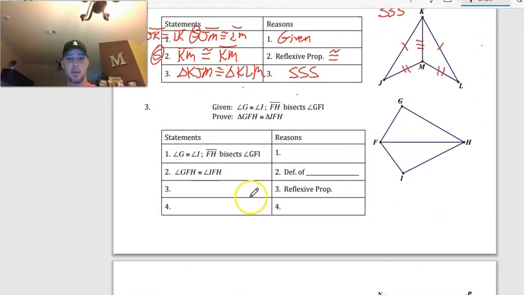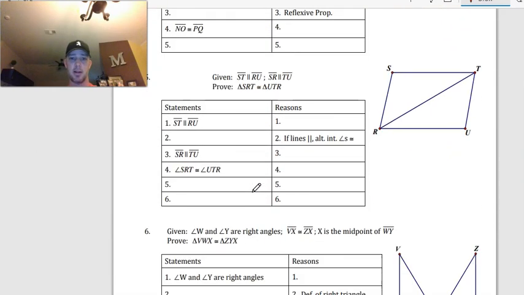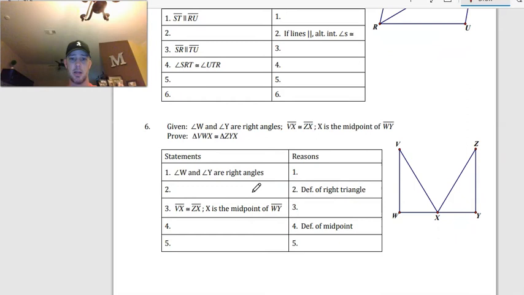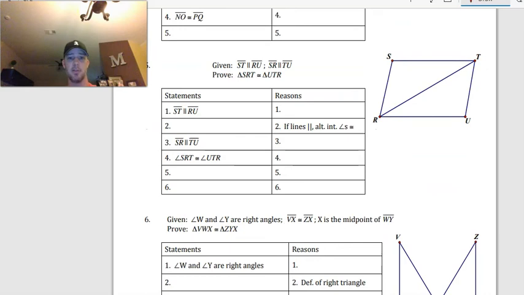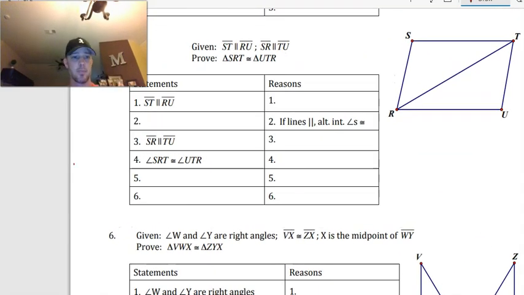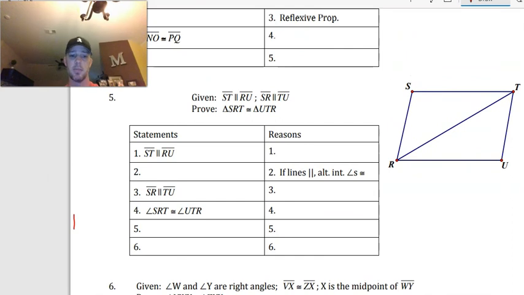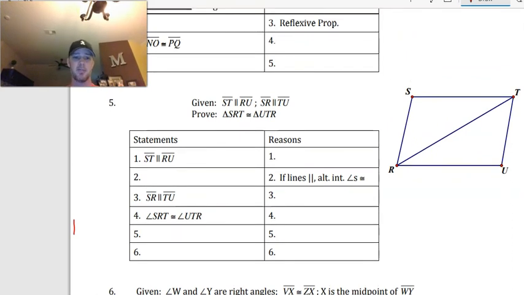Let's see here. Bisects, that's a good one. Right angles, parallel, midpoint. Yeah, let's try one of these two. All right, let's try number 5. Looks like a pretty good one. So for number 5, it says given ST is parallel to RU. So parallel, we don't put a congruency symbol on there, we just put that they're parallel. SR is not congruent, parallel to TU. So we put that they're parallel. Prove that these are congruent.